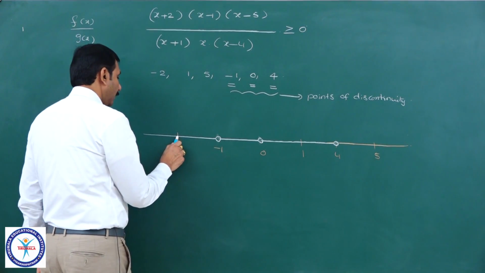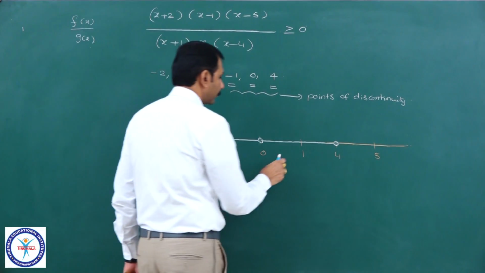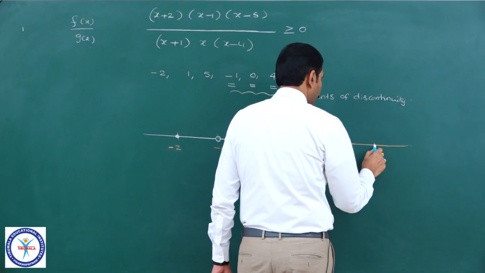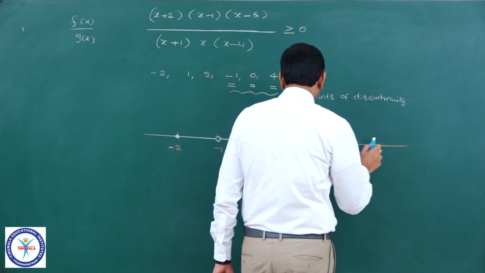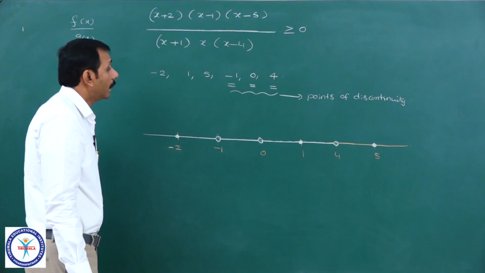And the other ones, because they are zeros of the numerator, no problem with that. If they are there, you can write them in the solution. Right. Now observe this.